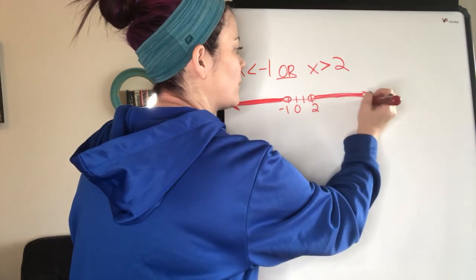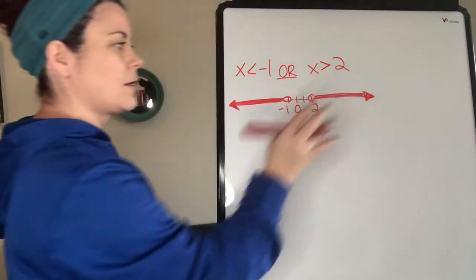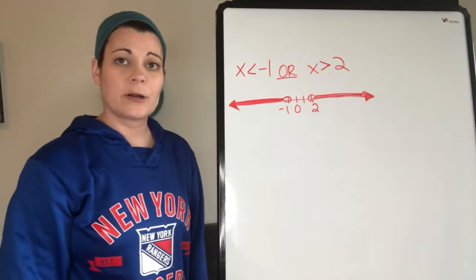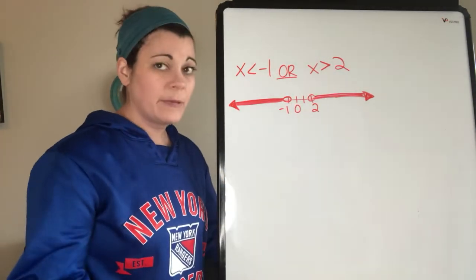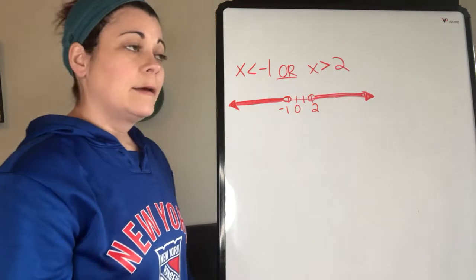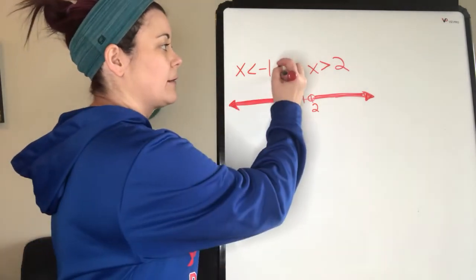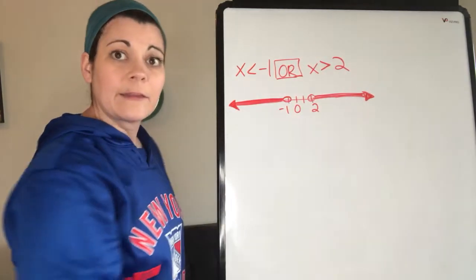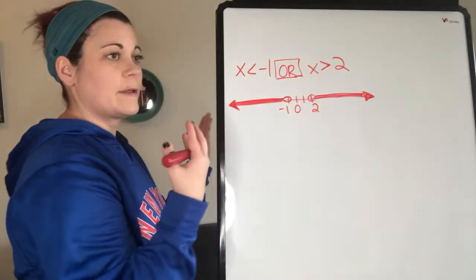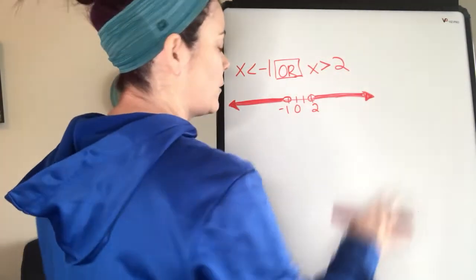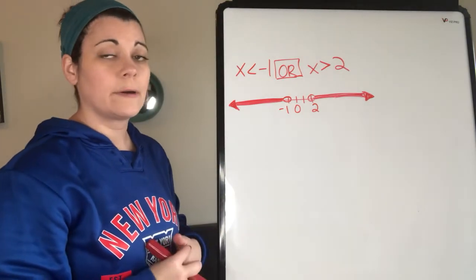And this is my solution set, okay? And that's how you graph it. We didn't look for the overlap or anything. If this was an and, they don't overlap, that would be no solution, okay? But since it's not an and, it's an or, we graph it like this, okay? So X can be anything lower than -1 and higher than 2. Does not include -1 or 2 though.